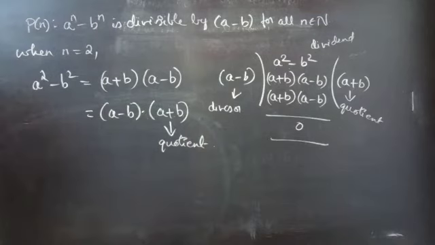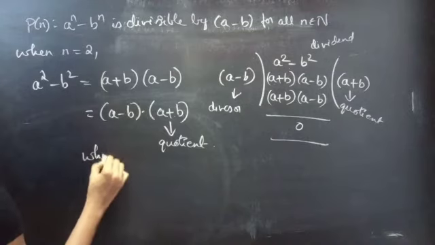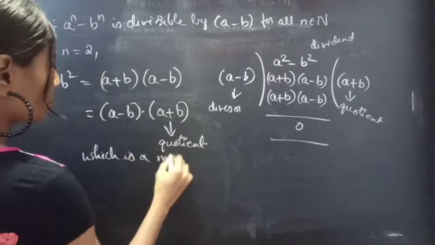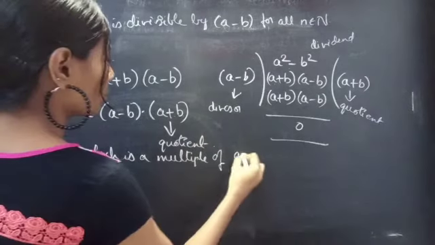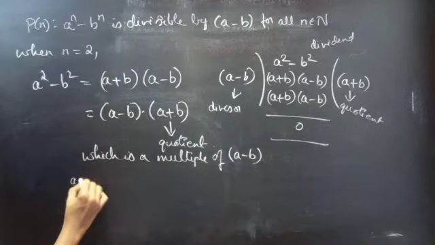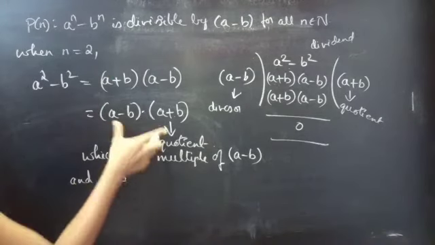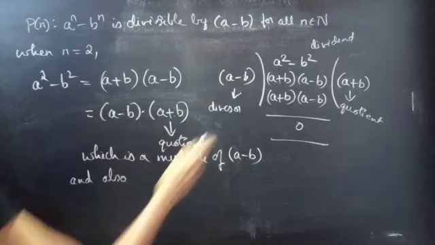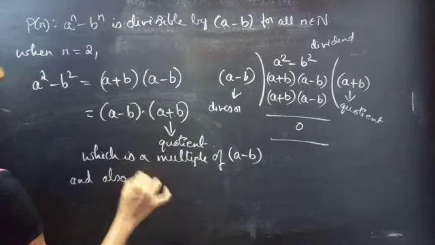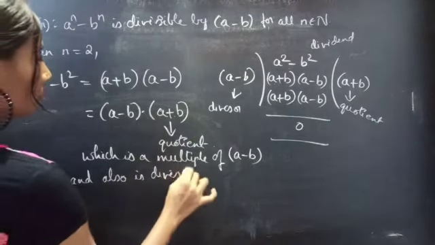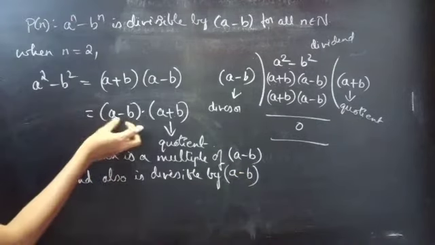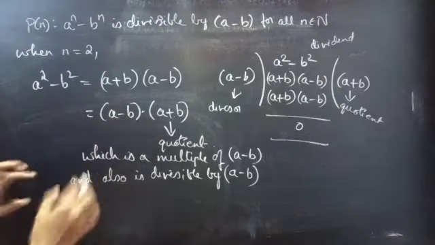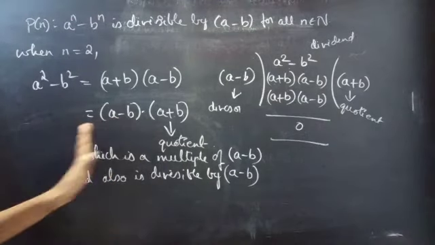Right. Which is a multiple of a minus b. And also this is divisible by a minus b. Since you have a minus b as a multiple here, obviously we can divide this by a minus b.